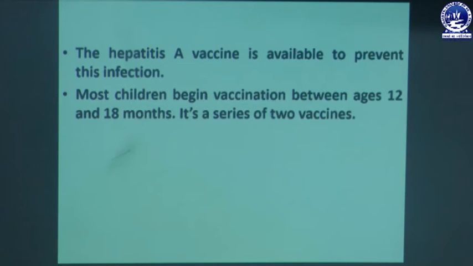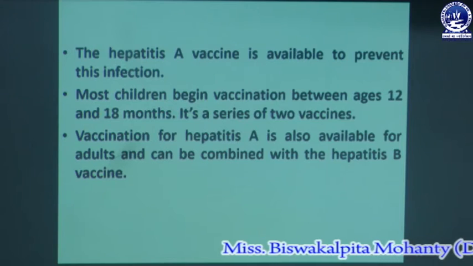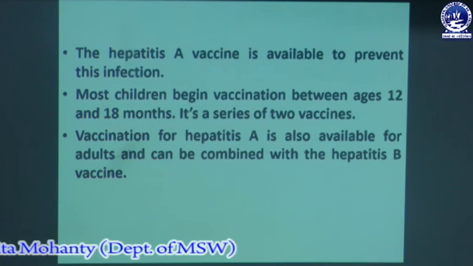Most children begin vaccination between ages 12 and 18 months. It's a series of 2 vaccines. The vaccination for hepatitis A is also available for adults and can be combined with the hepatitis B vaccine.